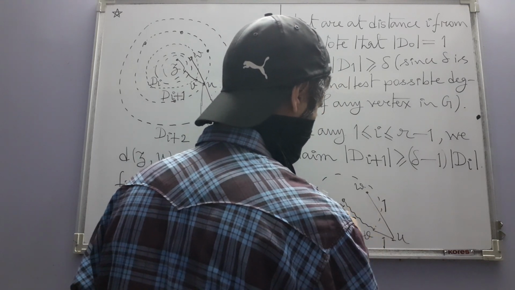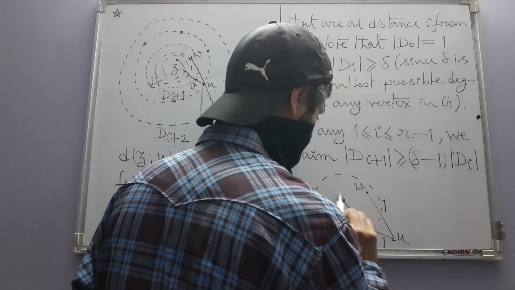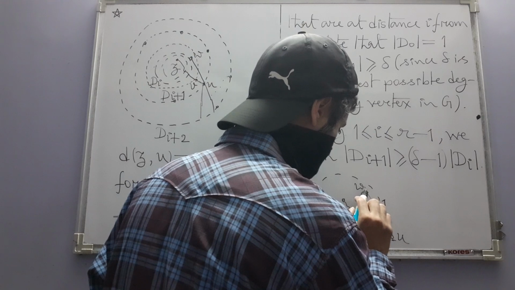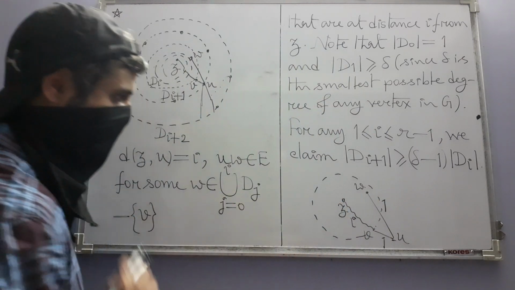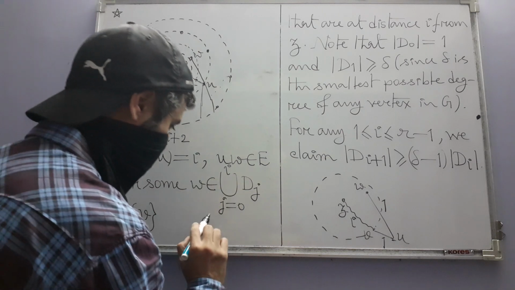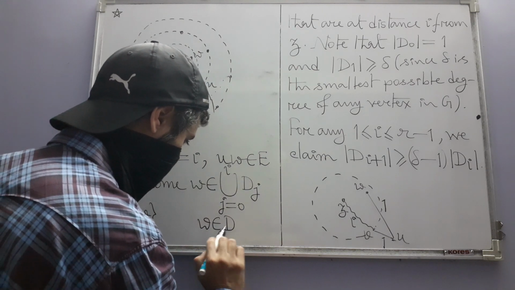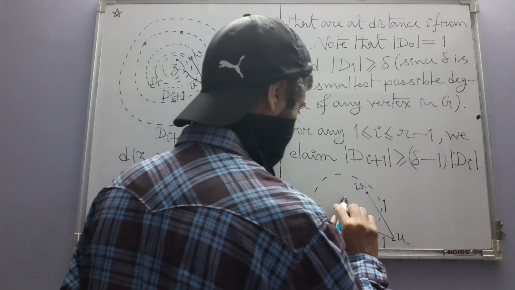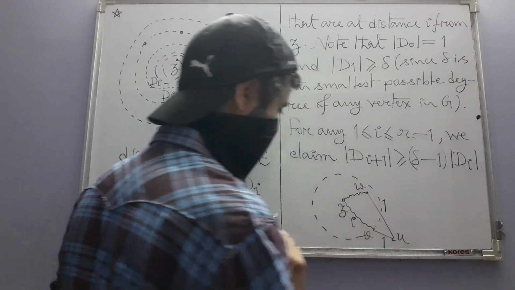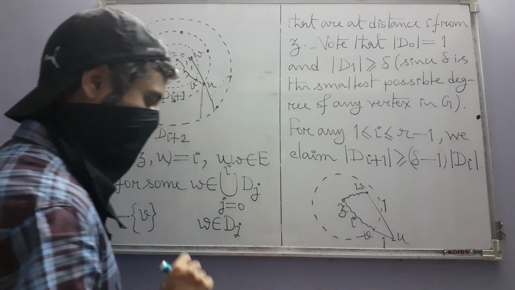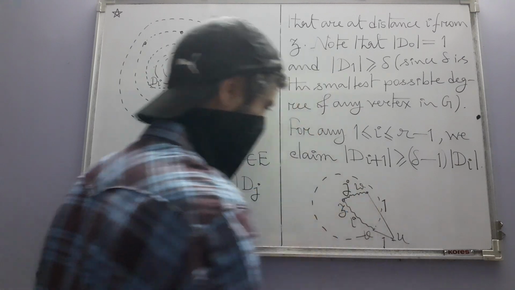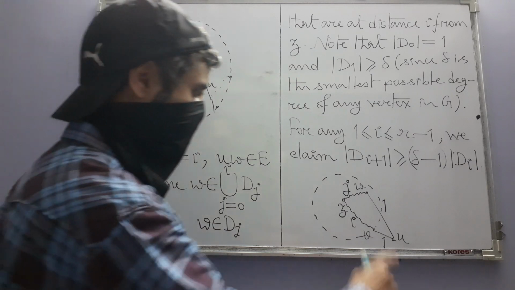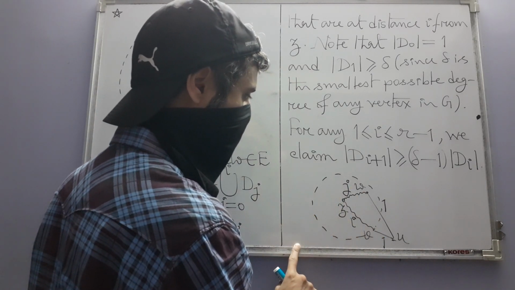And now there will of course be a path. Watch this carefully. This W belongs to some d_j. To be specific, suppose W belongs to d_j for some j lying between 0 and i. So you will find, by the definition of d_j, a path of length equal to j that joins Z and W, and you thus get a cycle.